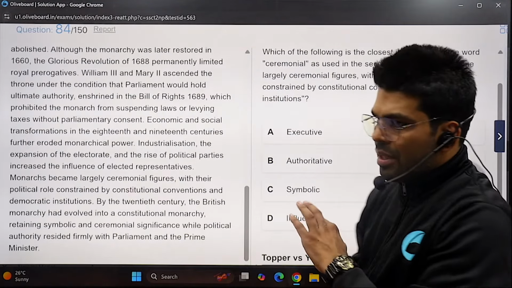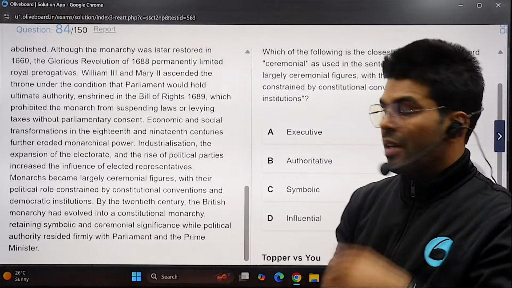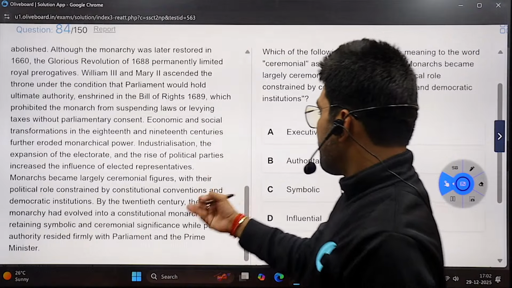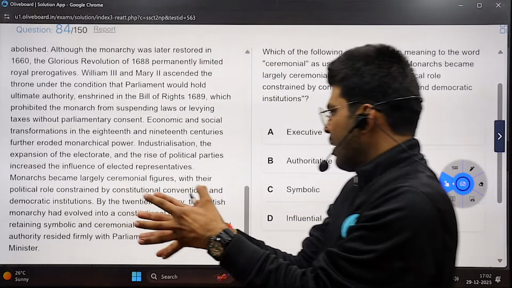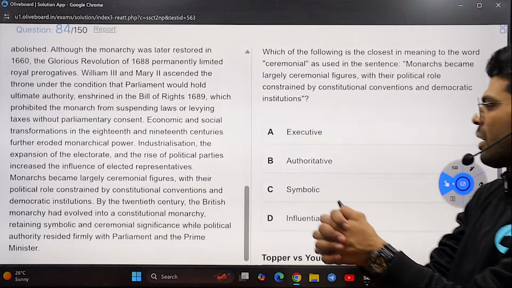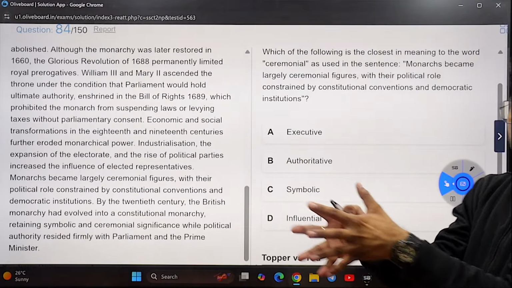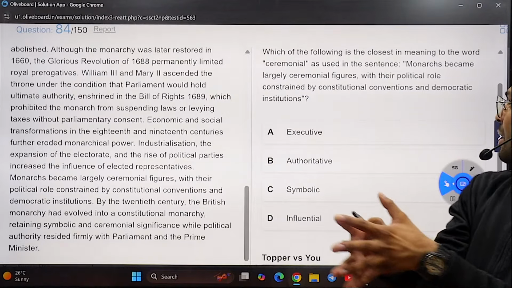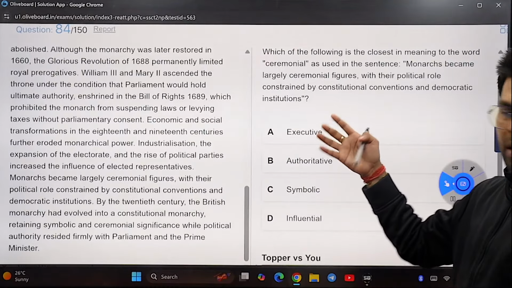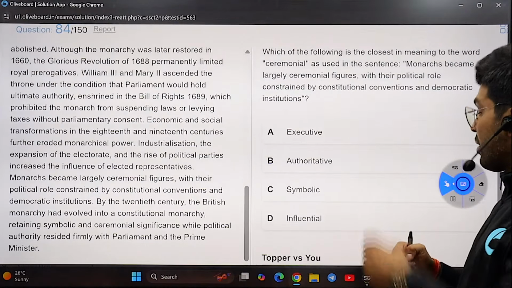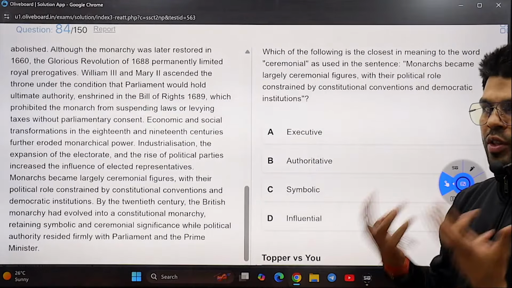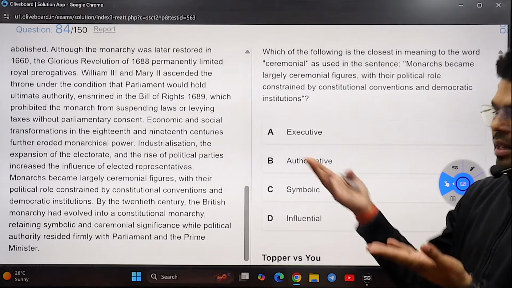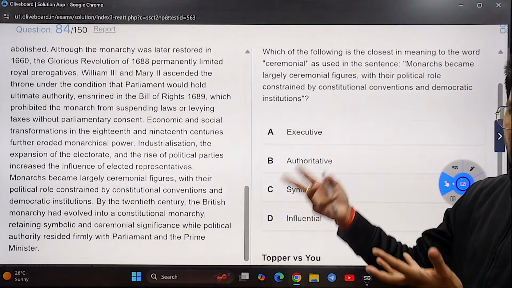He is a king, just displayed. He doesn't have that power. The next line defines that: with their political role limited by constitutional conventions and democratic institutions. Limited constraints means they can't execute anything now. Authority has been limited, so they are not authoritative. They don't have any influence now. That's just a symbol that he's a king. He doesn't have the authority.